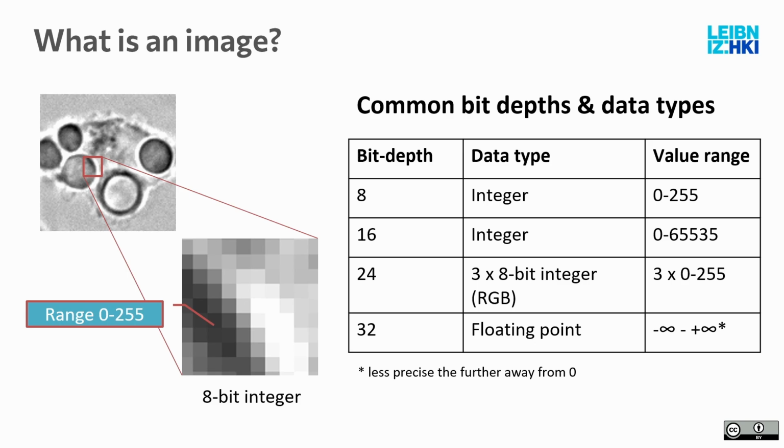And then the floating point values that are theoretically from negative infinity to positive infinity, but the further away you get from the 0, the less precise they get. With funny effects, so you can read up on that. So these are the ones that ImageJ has, and these are the most common ones.